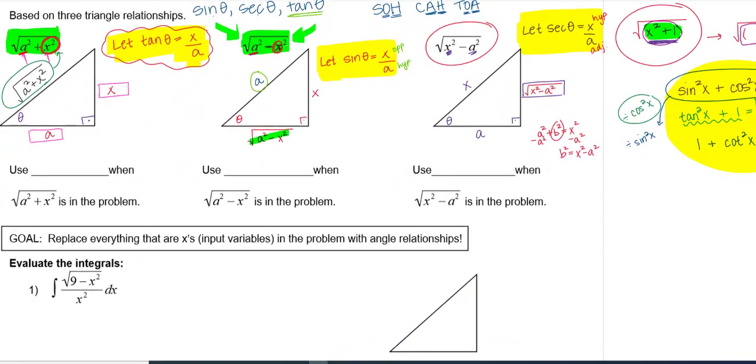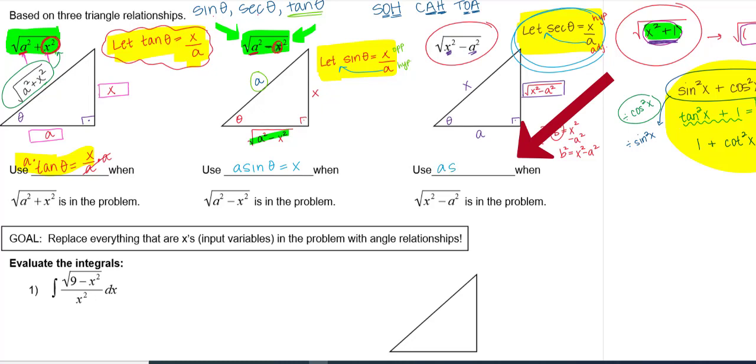We're going to use tangent of theta equals x over a. And if you wanted to solve for x, I would multiply both sides by a. So I would say let x equal a tangent theta. So I'll solve for x in the other two as well. I'll multiply both sides by a. So a sine theta is x. And I'll, again, same thing for the last one. I will multiply both sides by a secant theta.